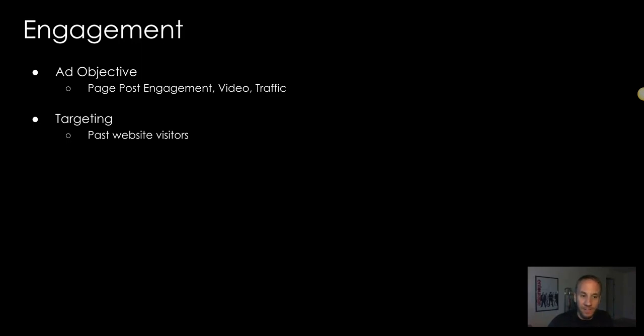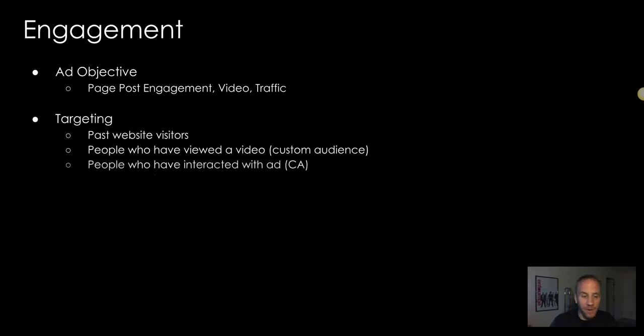So these are people who visited your website in the past 30, 60, 90, 120 days. People who have viewed a video, like I've talked about in the carpet bombing method. You can create a custom audience of certain people who visited a website, certain people who visited a specific blog post, certain people who've watched a specific length of a certain video, or all of your videos, or a category of videos. People who have interacted with your ad. If they've liked, commented, or shared it, you can run advertisements to those people.